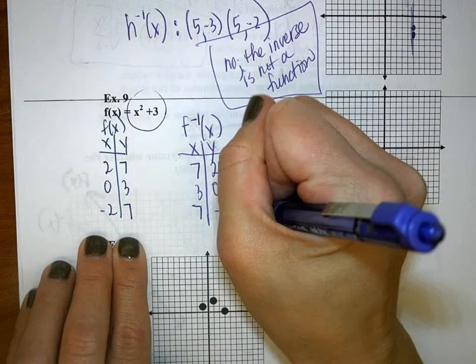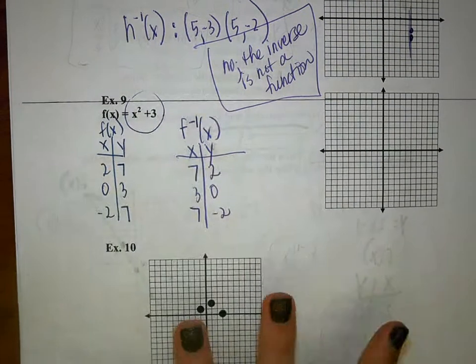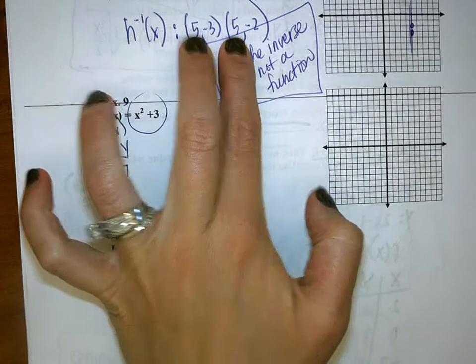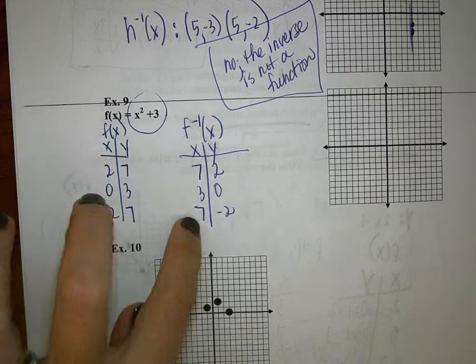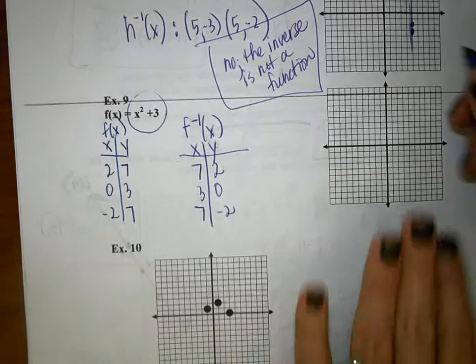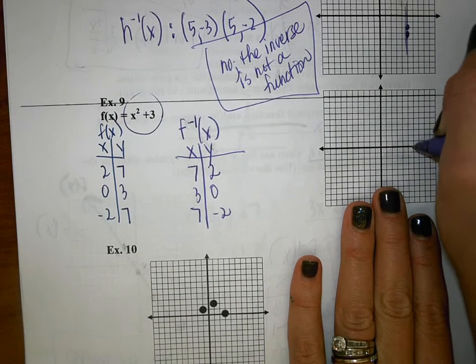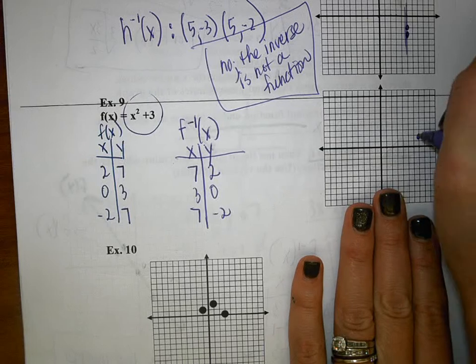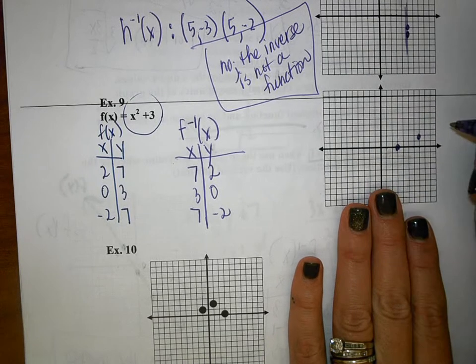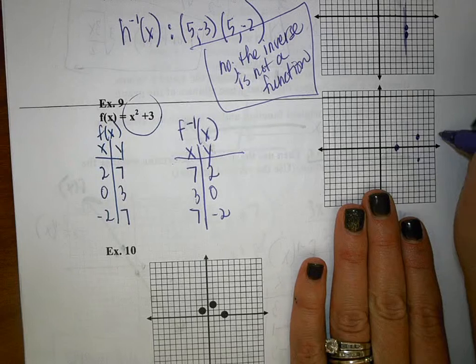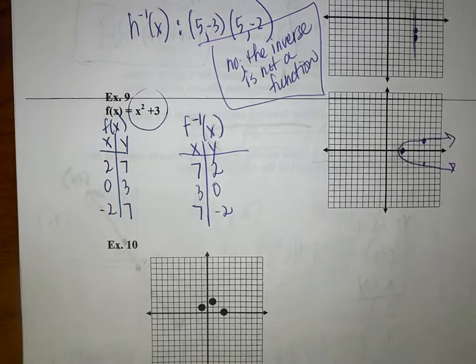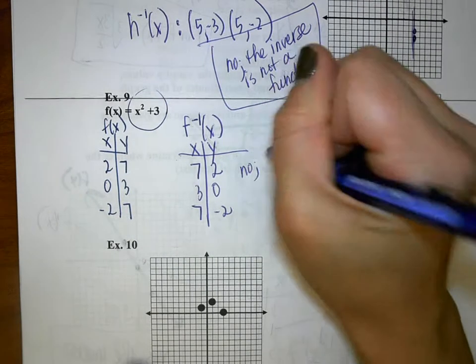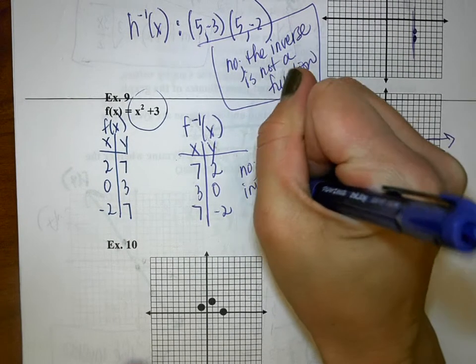And I don't know if you noticed, like for instance on this one, you saw that the x is repeated. So you know it's not a function even before you graph it. On this one, do you think this is going to be a function? And the answer again is no, because the x's repeat. And if we graph it, we're going to go over 7, 1, 2, 3, 4, 5, 6, 7, up 2, over 3, up 0, and then over 7 and down 2. And again, we get a sideways parabola. So again, no, the inverse is not a function. Let's write that down.